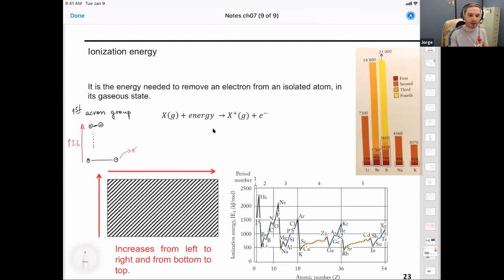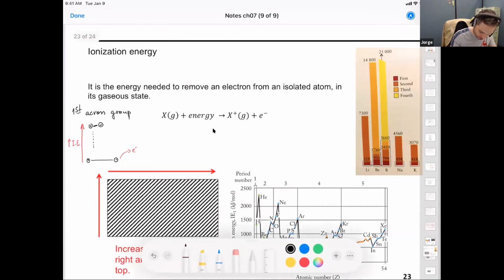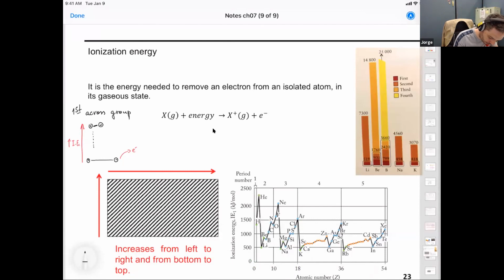Now we will think about the trend across the period. And again, think about the radius, because that will give you the direction to figure out what will happen with the ionization energy. So let's write here. The second analysis that we are going to do is the trend across the period.